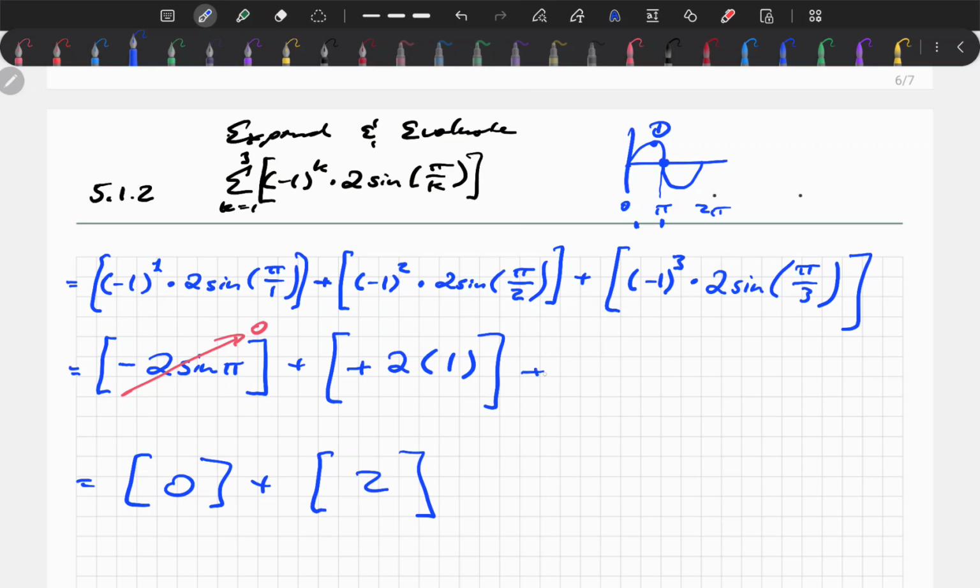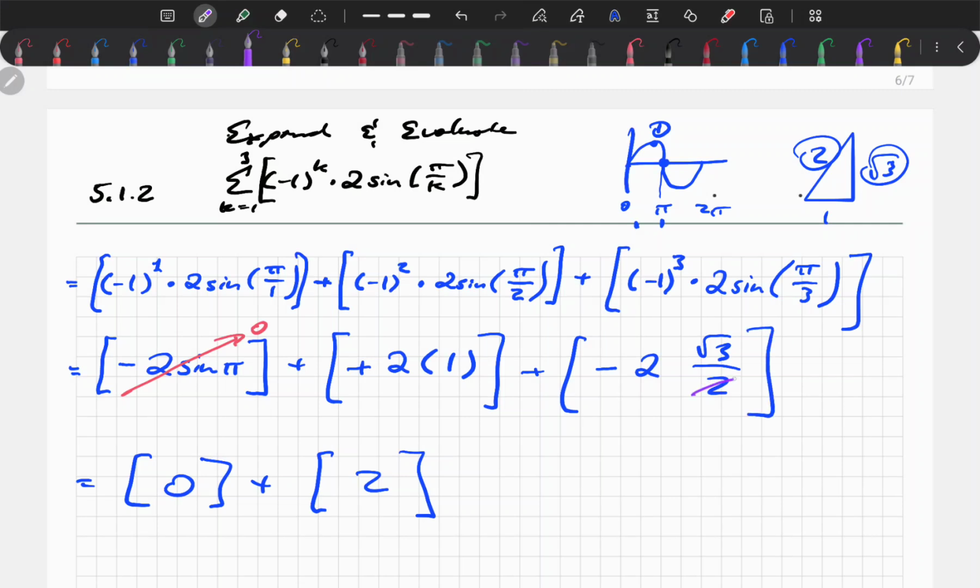And then in our third one, we have negative 1 raised to an odd exponent, which will give us negative 2 sine of pi by 3. Sine of pi by 3, we have our pi by 3. We have the opposite over the hypotenuse. We will get root 3 over 2, and we'll notice that the 2's cancel, which will leave us with a third term of negative root 3.